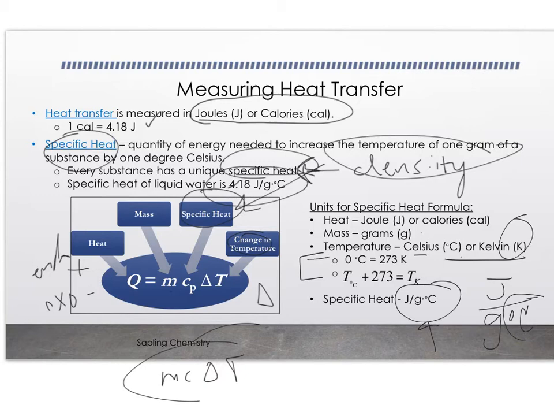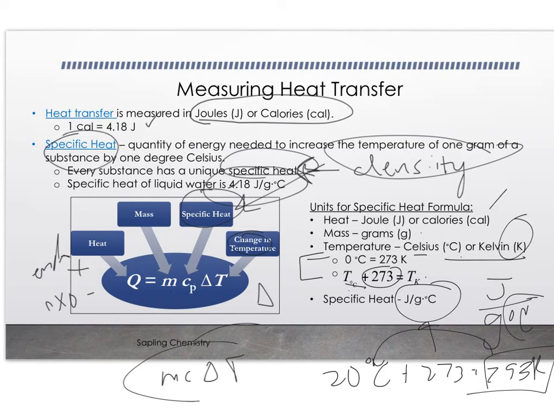That is an equivalence. So if you're given degrees Celsius and you have to convert to Kelvin, you're just going to add 273 to degrees Celsius to get your Kelvin. For example, if you have to calculate Kelvin of 20 degrees Celsius, you just add 273, and then you get 293 Kelvin. All you're doing is adding 273. And if you're going from Kelvin back to degrees Celsius, you will just subtract 273.